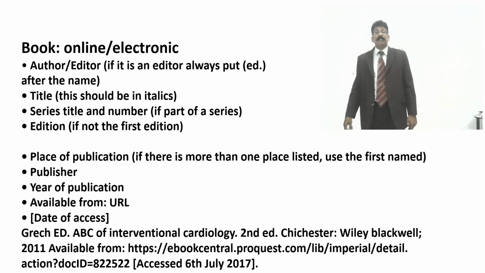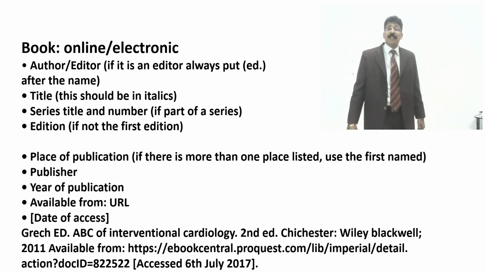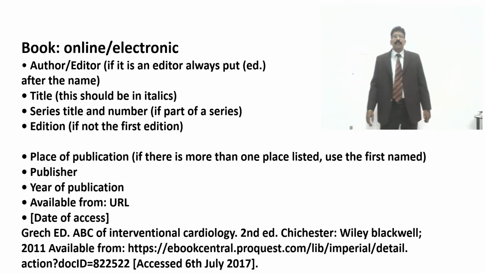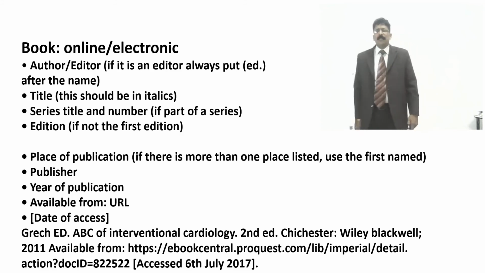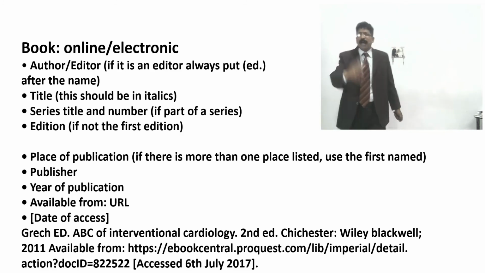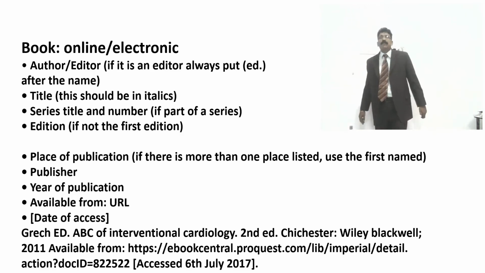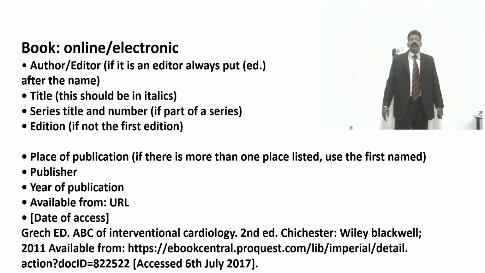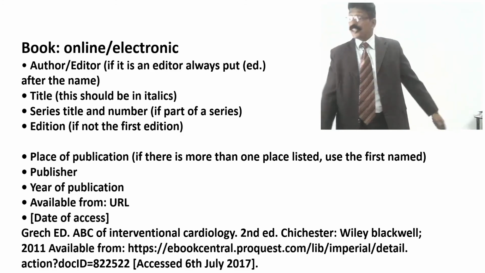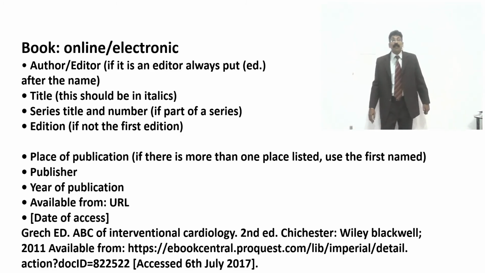This is for a book. Now for online, electronic books, there also you have to write the author name. If it is an editor, always put ed. after the name. The title should be written in italics. The font can be changed according to the guide as well as the norms given by each university. What we are following in KUHAS, we can follow the same. Then series title and number, edition, place of publication, publisher, year of publication. But since it is from the internet, you have to write the available URL, the link, and the date of access is very important. You should mention it.